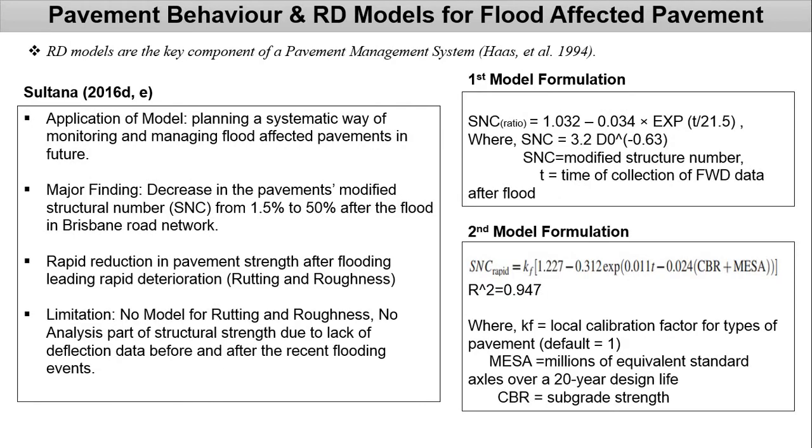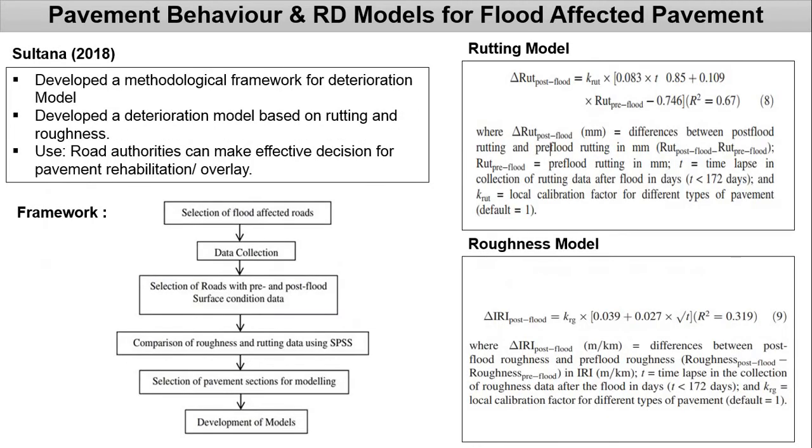So let's move forward to understand the road deterioration models with different performance indicators. In 2016, Sultana introduced RD models with the performance indicator structural number. In 2018, the same author introduced two different models with different performance indicators, rutting and roughness, and he also introduced a framework to develop those models. This methodological framework is important for road authorities to make effective decisions on pavement rehabilitation and overlay, like which treatment is better to rehabilitate the flood affected pavement.